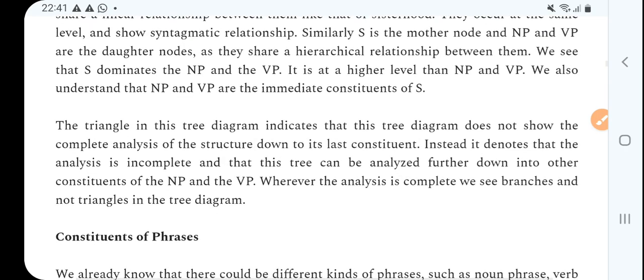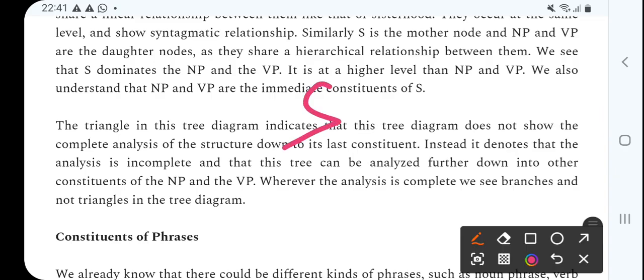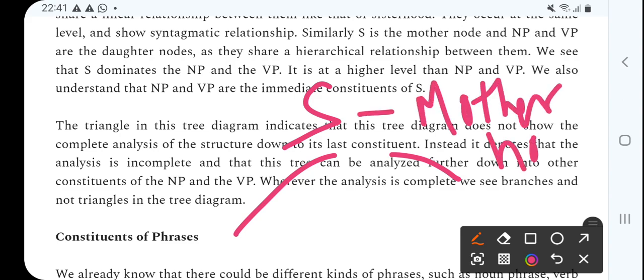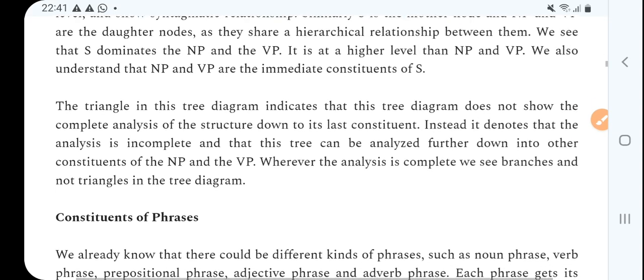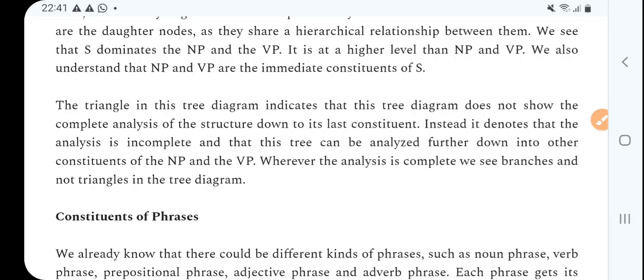Now similarly, S is the mother node and NP and VP are the daughter nodes. So S is the mother node, and NP and VP are daughter nodes, as they share a hierarchical relationship between them, because these are the hierarchies: daughter node, then mother node.